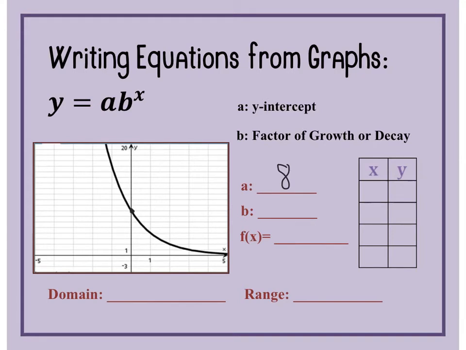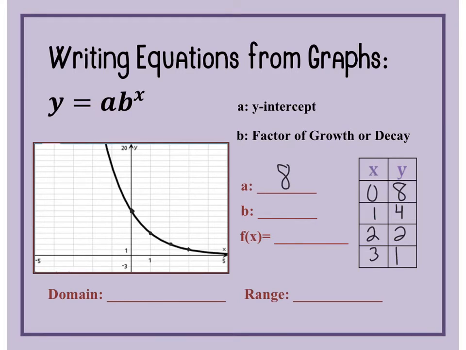In order to find b, I'm going to actually make a table with the values that I can see. So at 0, it's 8. At 1, it's 4. At 2, it's 2. And at 3, it's 1. So that's enough actually to get my data from that.